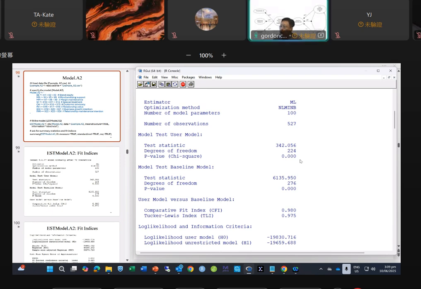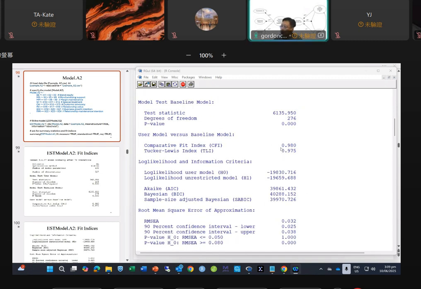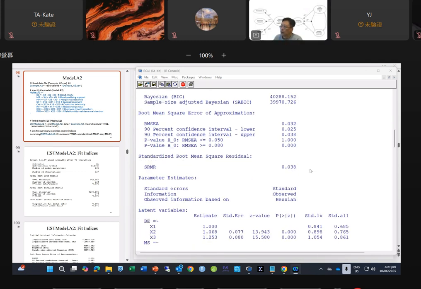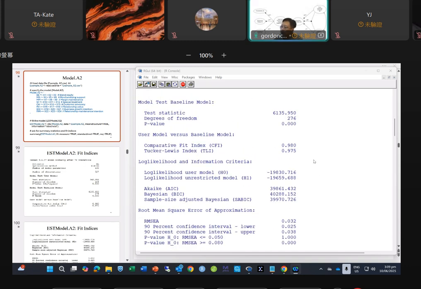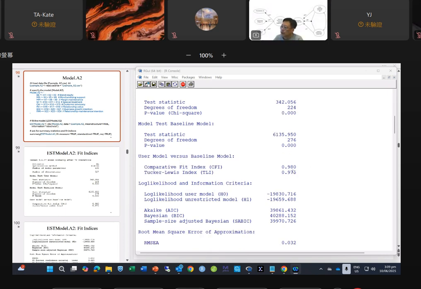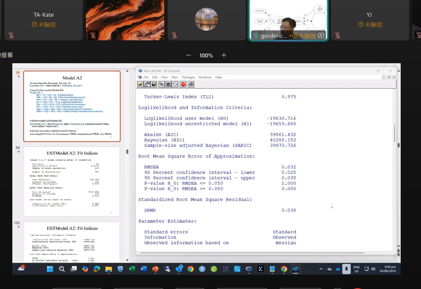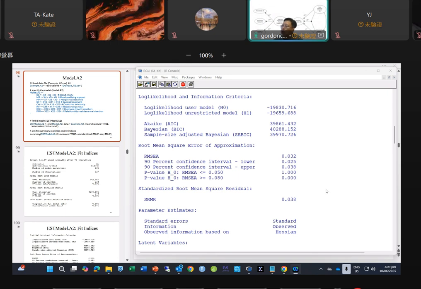You will reject your model because the sample size is pretty large in empirical studies. This is 527. But if you look at CFI, you will notice that it's 0.98. It is very good. TLI is also over 0.95. RMSEA is 0.032 and SRMR is 0.038. So we will report chi-square with 224 degrees of freedom equals 342, CFI equals 0.98, RMSEA equals 0.032 and SRMR equals 0.038. The fit indices indicate our model fits the data well.